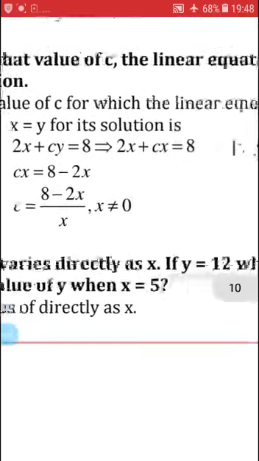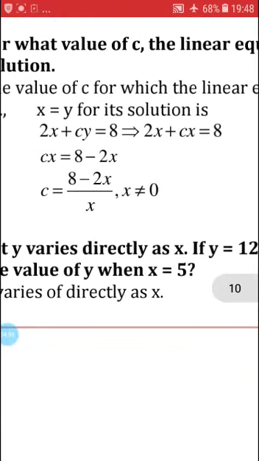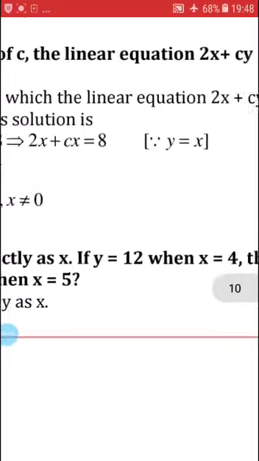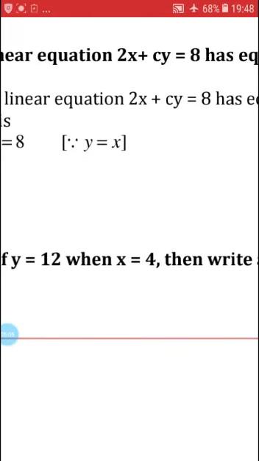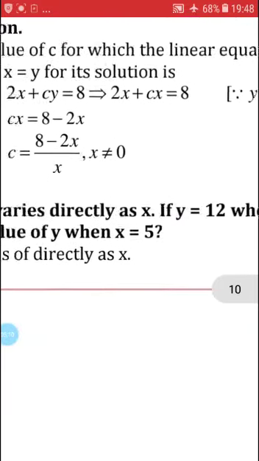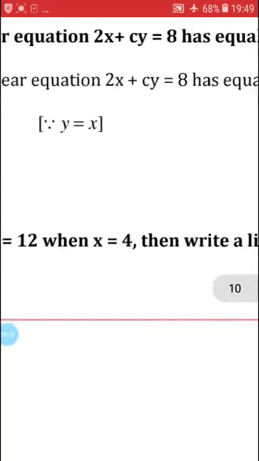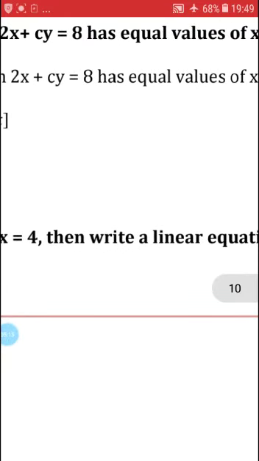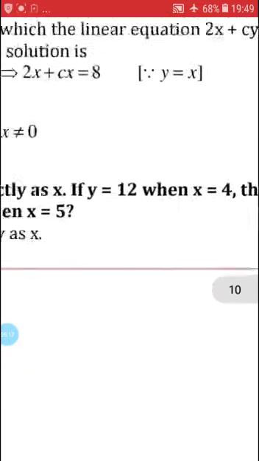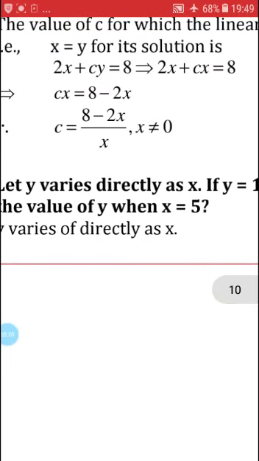Our next question is, let y vary directly as x. It means y is directly proportional to x. If y is equal to 12 when x is equal to 4, then write a linear equation. What is the value of y when x is equal to 5?